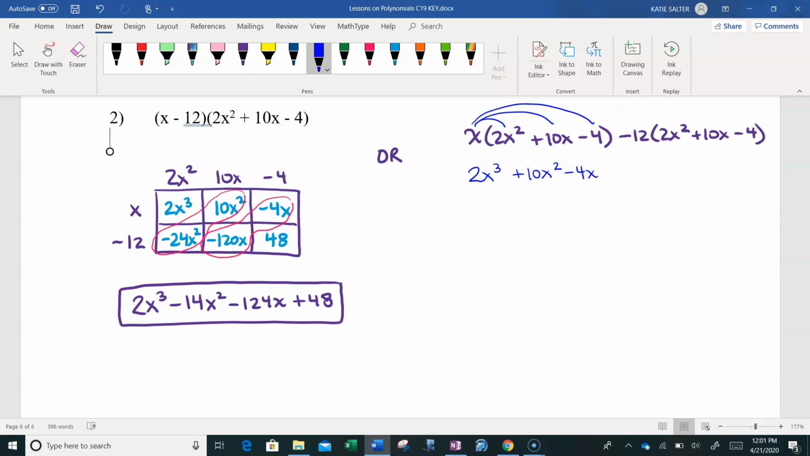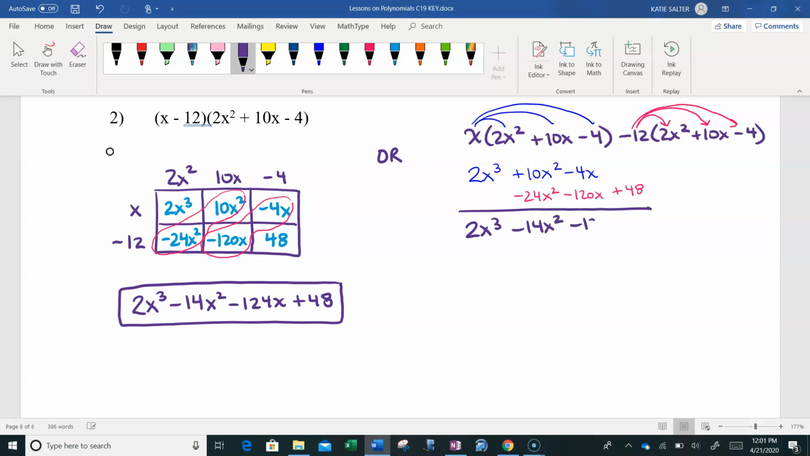Now when I go to do my second part, instead of writing it horizontally, I'm going to bring it down and line it up with its like terms. So negative 12 times 2x squared is negative 24x squared. Negative 12 times 10x is negative 120x. Negative 12 times negative 4 is positive 48. This way, my like terms are all lined up, and all I have to do is add vertically. So we'd have 2x cubed minus 14x squared minus 124x plus 48.